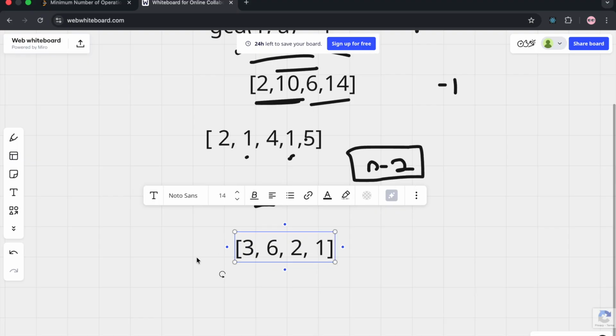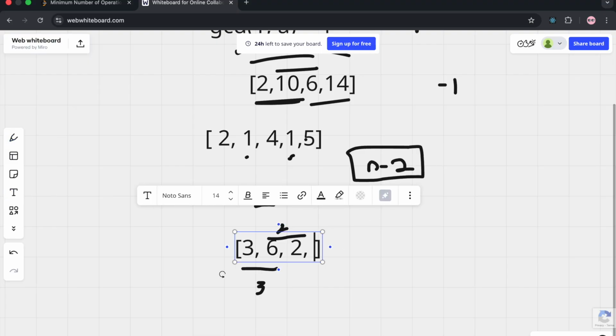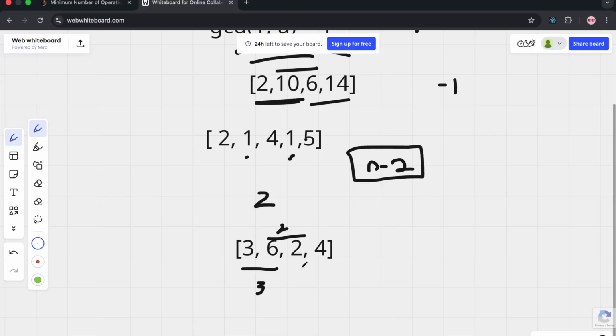1, right? Now, if we look at the pairs, for example, 3 and 6 give us 3, right? 6 and 2 give us 2, and let's make it 4. Right? So this will give us 2, right? But if we replace 3 or 6 with their GCD 3, that is one operation, and 3 and 2 will make 1, right? So we got one, right? With this one we can replace all the other variables.